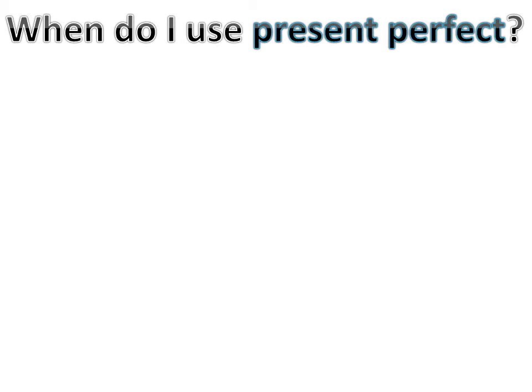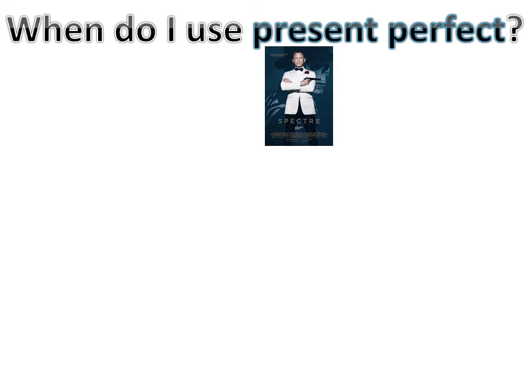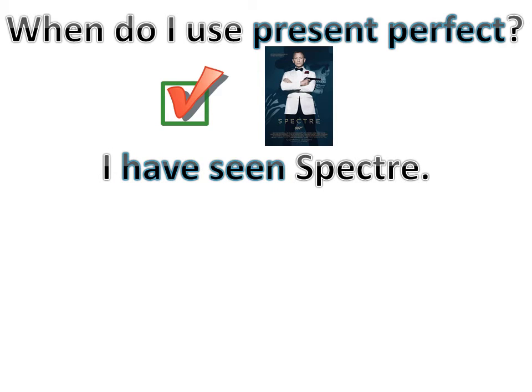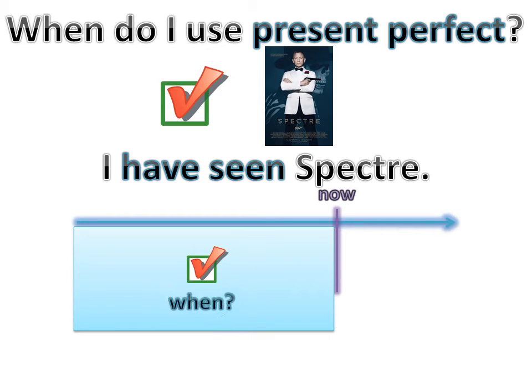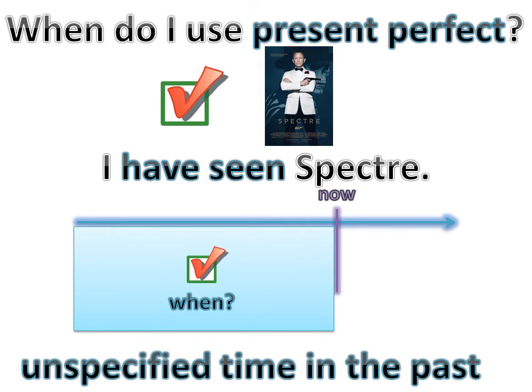All right, so when do I use present perfect? Well, as we mentioned with Spectre, if this is an experience that you have already had, you can say, I have seen Spectre. This tells us that if we look at our timeline and we think about now, and all of the time before now, somewhere in there, you saw Spectre. The key is that we don't know when. So because we don't know when, we use the present perfect to express unspecified time in the past.